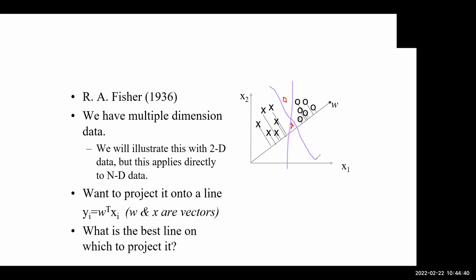So we're projecting it on a line, W transpose X. Every point's going to be projected onto the line W. And because W is a 2 by 1 and X is a 2 by 1, Y is a scalar. We've reduced our dimension, and we can quite often increase separability, if we find the right W.